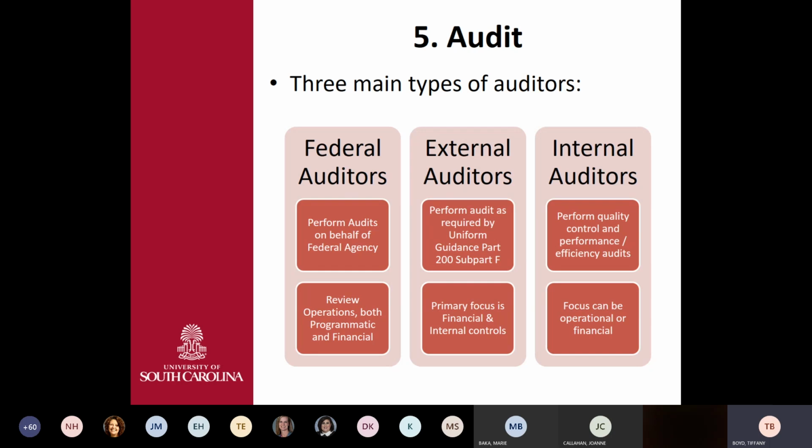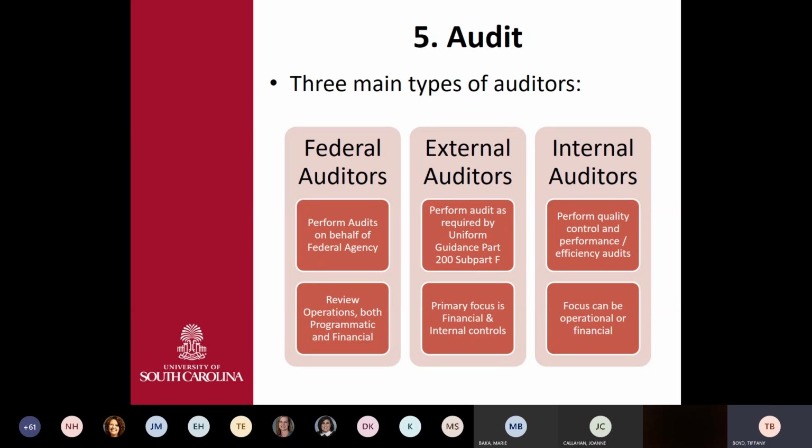So federal auditors, they're the ones that are performing the audit on behalf of the federal agency. So those are your federal sponsors. And then you have external auditors, so they're performing that single audit, determining whether or not we're meeting the requirements related to Uniform Guidance Part 200 Subpart F. So their primary focus is financial and internal controls. And then you got internal audits. So they can perform quality controls and performance and efficiency audits. So their focus can be operational or financial.